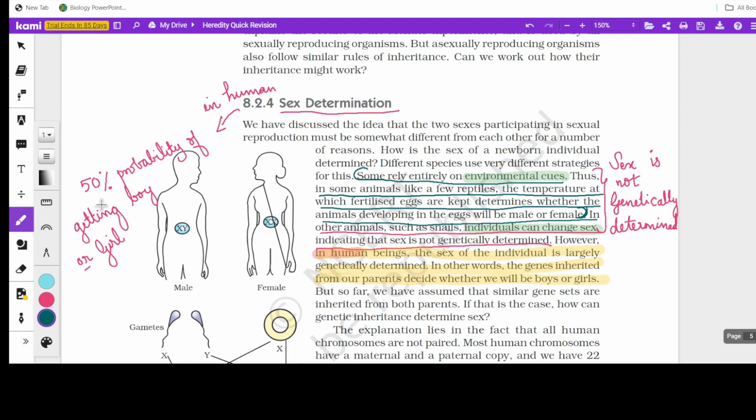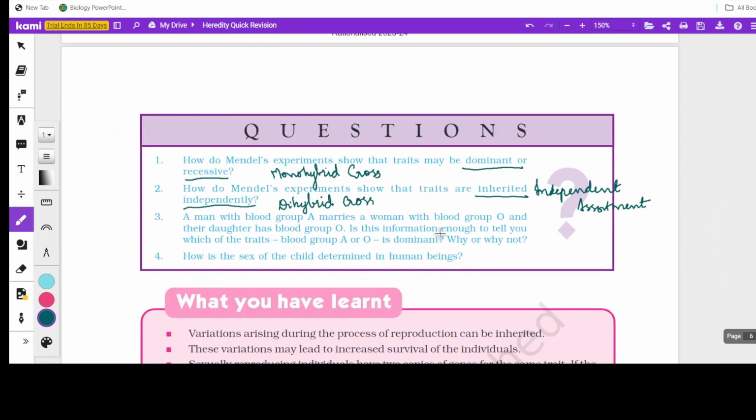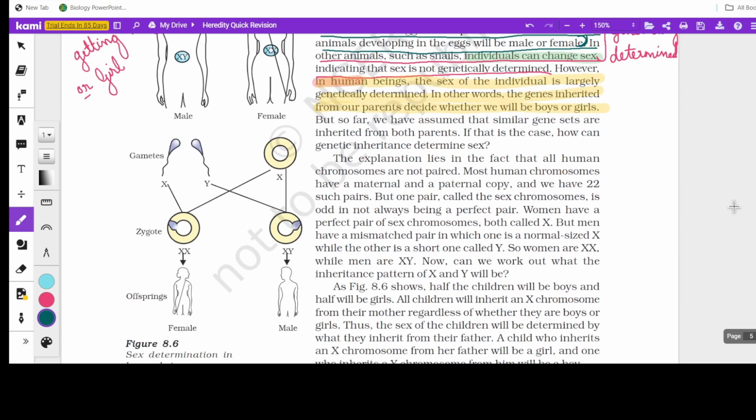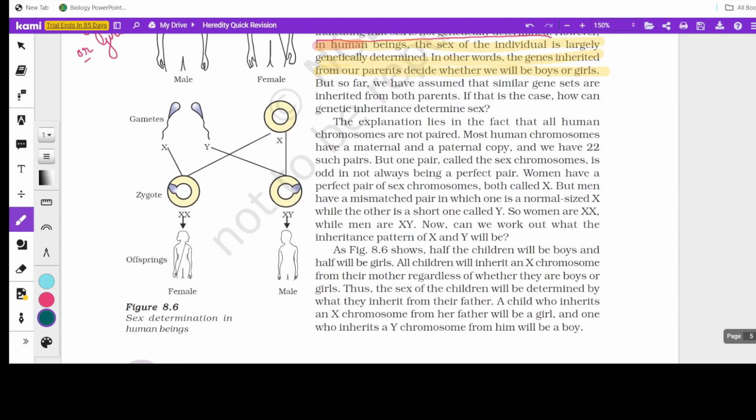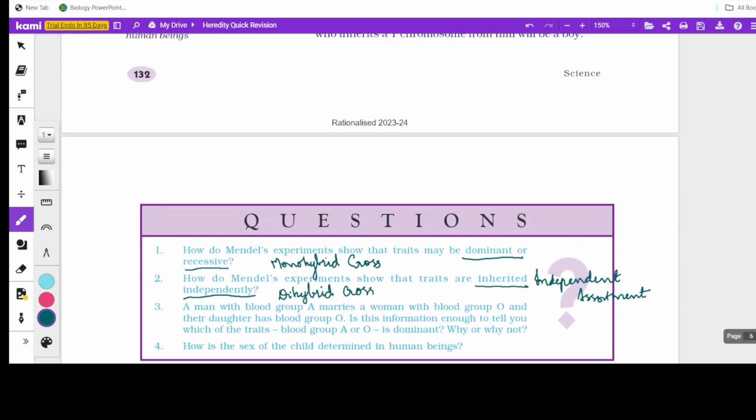The question can be asked like this: 50% probability of getting a boy or girl, and how is sex determined, or any such means. Let's check the question asked here. How is the sex of the child determined in human beings? Or sometimes they'll give you a case and tell you a story and later they ask about sex determination. So you should understand that it is about sex determination. Okay, and this chapter has only these many questions.